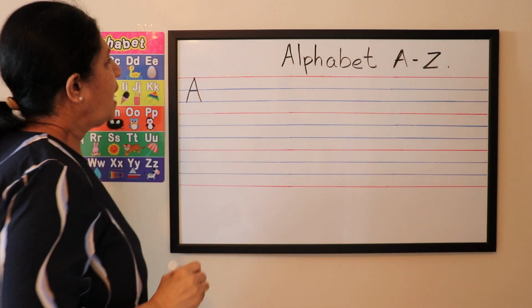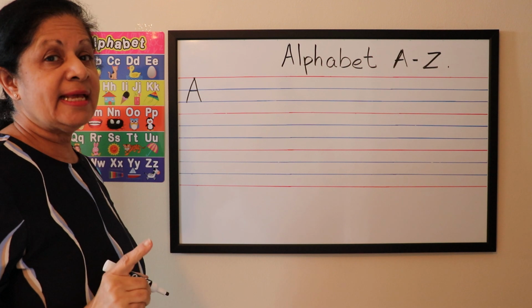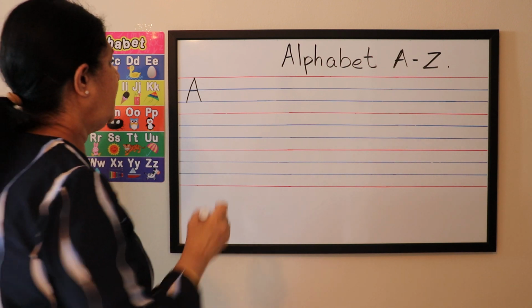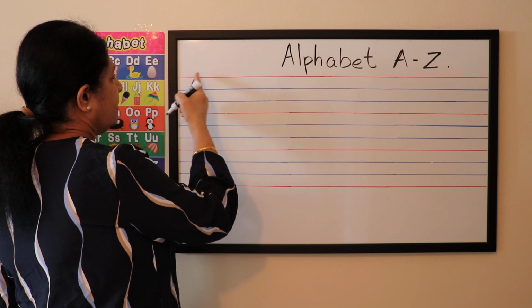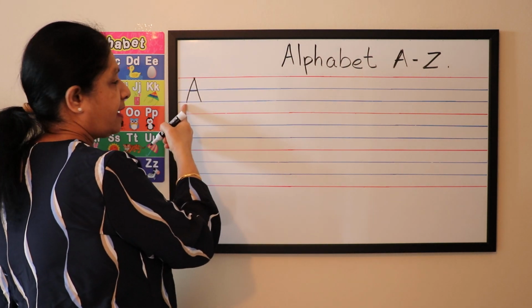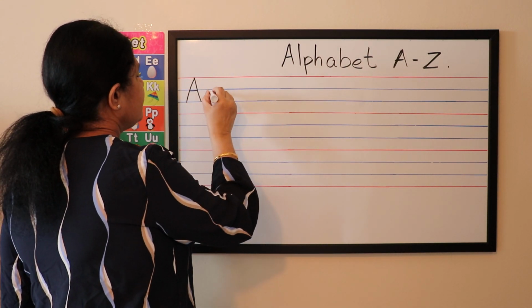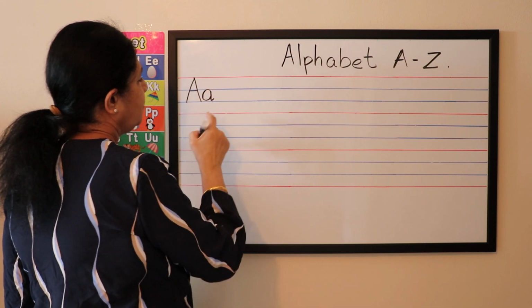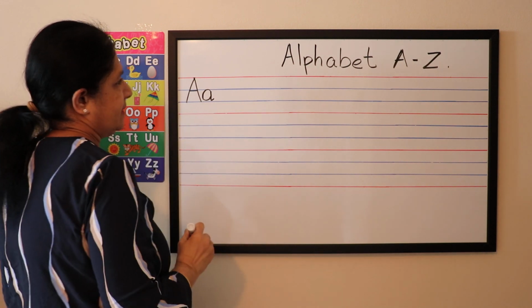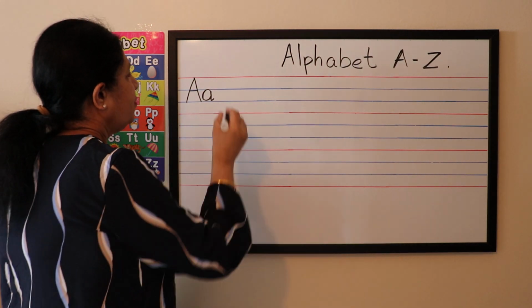Okay. Now I'm going to write the lowercase a or the simple a. Now this capital A comes in between the top red line and the second blue line, and the simple a or the lowercase a come in between these two blue lines. Okay, A. Now I'm going to write B.